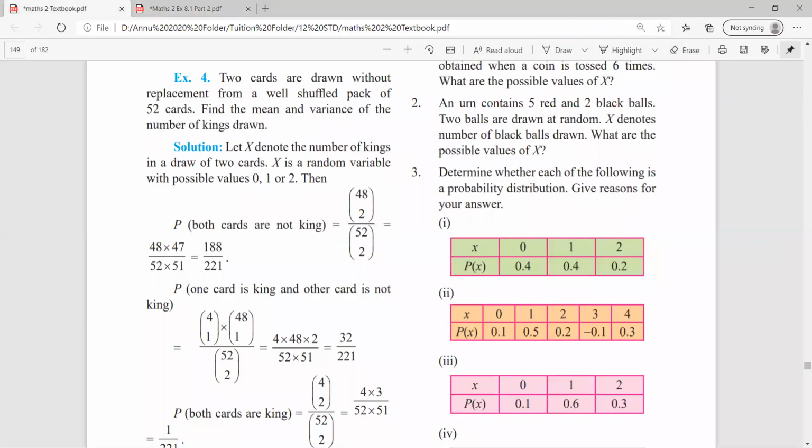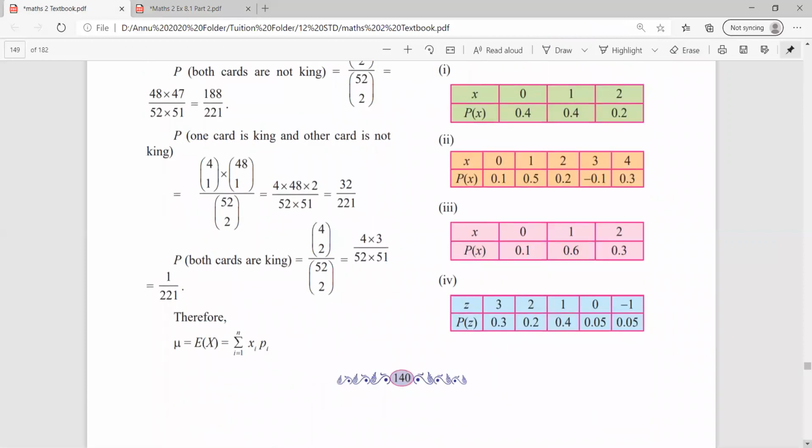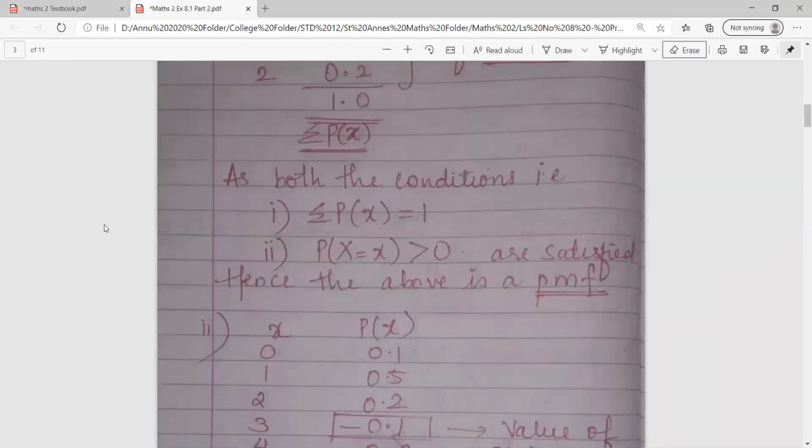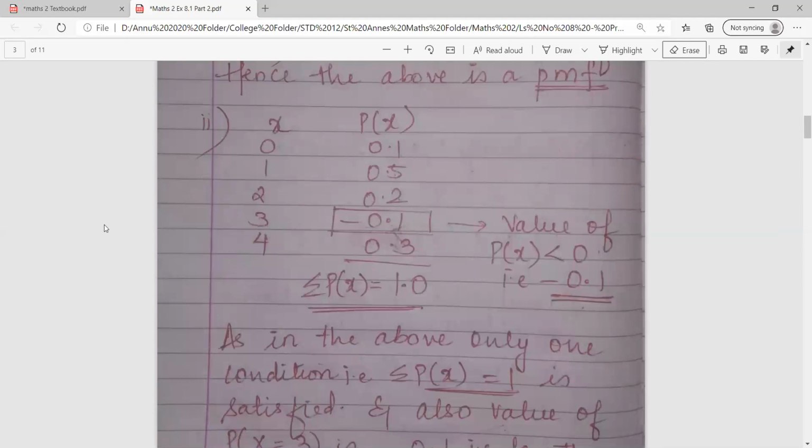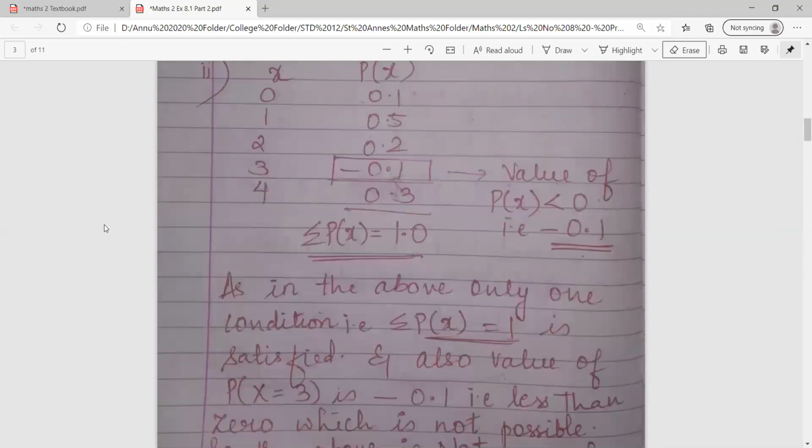Coming to the second one, what is your observation, class, in sum number 2? Again, you can add and check whether you're getting 1. Yes, you will. But can you see a negative value over here, class? This value is less than 0, correct? Our condition was that the value can be 0 or greater than 0, correct? So as you can have a look over here, you're getting a total of 1, no doubt in that.